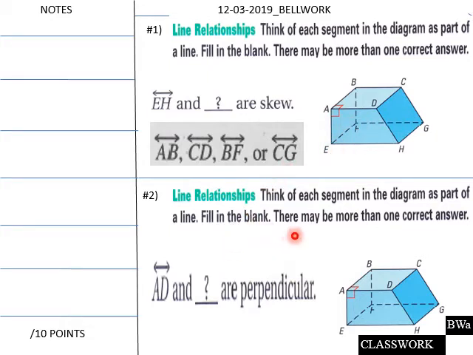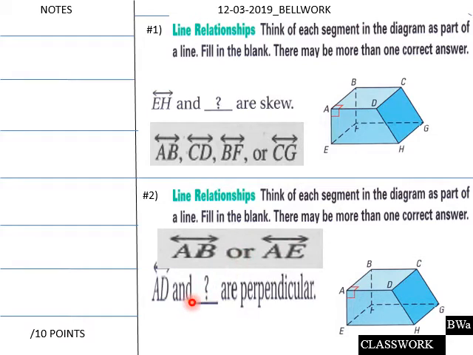And then think of each segment, what about here? Line AB or line AE. AD and blank are perpendicular. So AB is here, and then they got AD. AD is here, and AE is perpendicular, and AB would be perpendicular because of this symbol here.